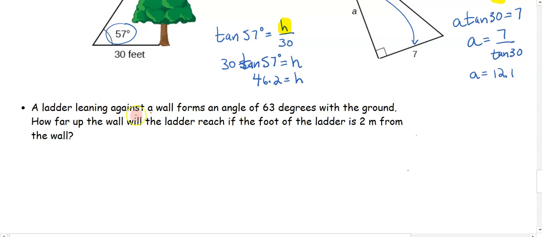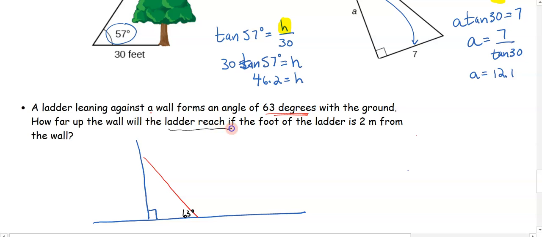We have a ladder leaning against a wall, and it forms an angle of 63 degrees with the ground. So when you draw your diagram, don't forget to draw the ground, right? And walls, which are 90 degrees to the ground. And then you put the ladder in, right? There's my ladder. And it says that the ladder makes an angle with the ground. So since the ladder and the ground are meeting, that's where the angle is. So you got to put in all the information you know.